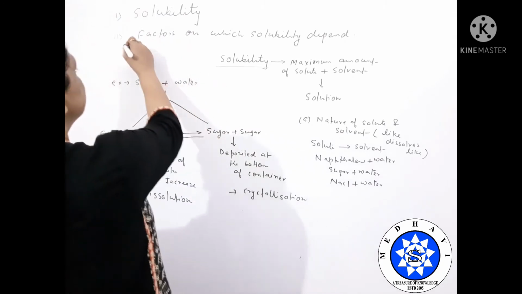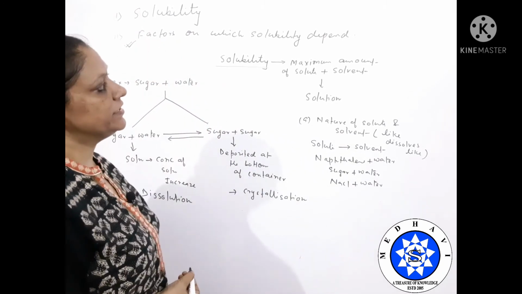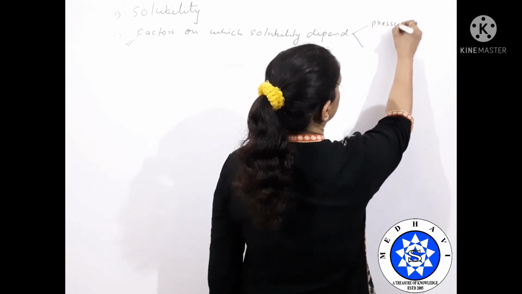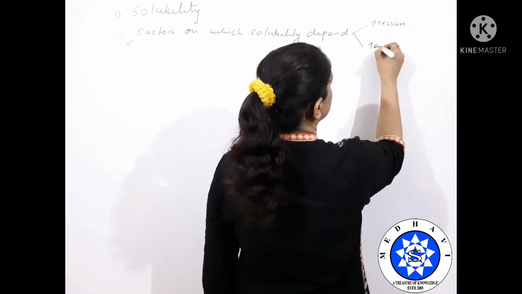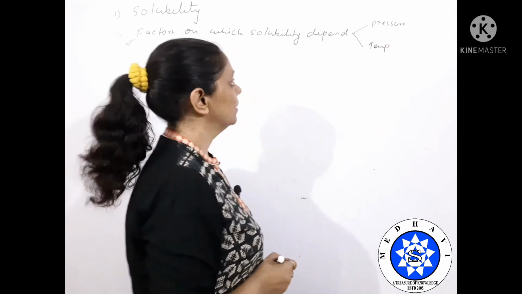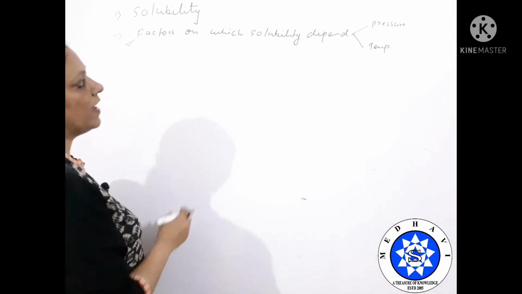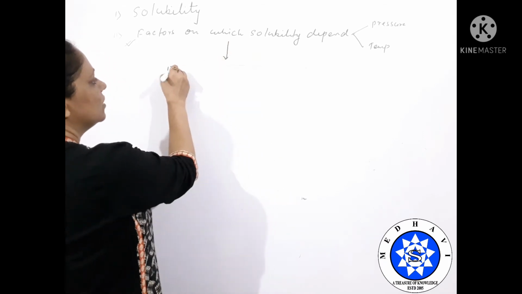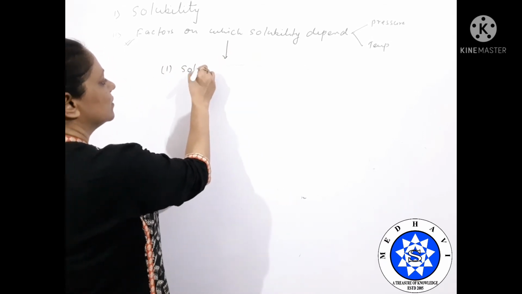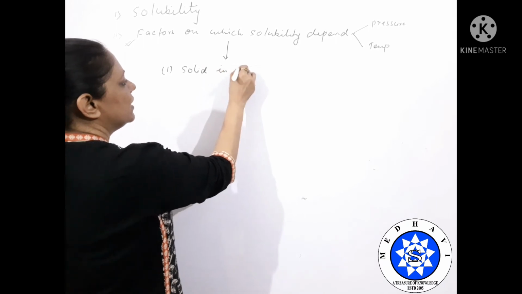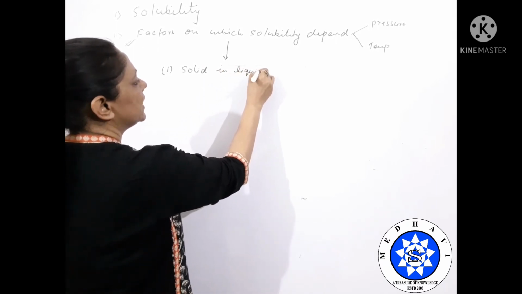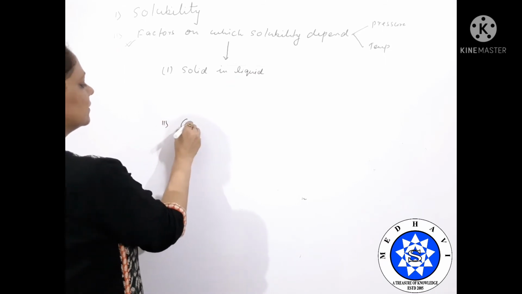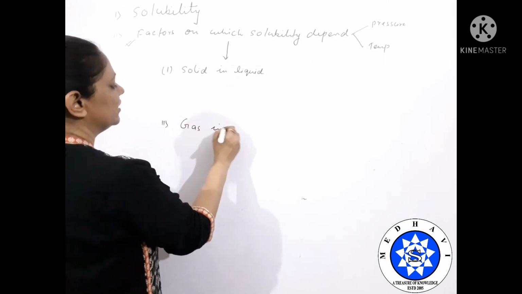Then we have to discuss factors on which solubility depends. First is pressure, and second is temperature. To explain these two factors, we need two types of solution. One is solid in liquid, that is mentioned in the NCERT book, and second is gas in liquid solution.